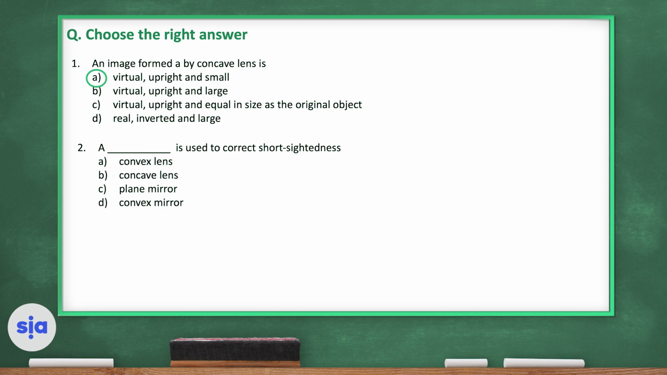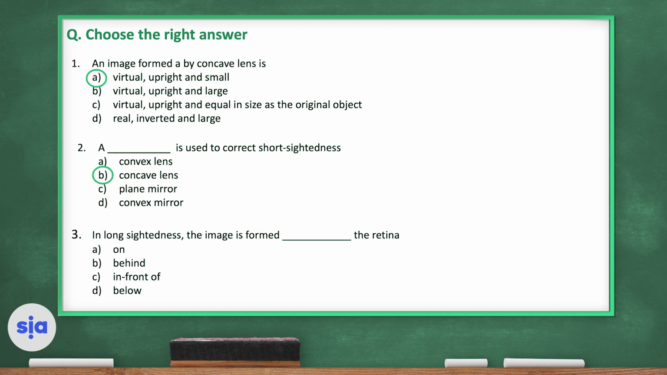Which is used to correct short-sightedness? A convex lens, a concave lens, a plane mirror, a convex mirror. The answer is a concave lens, of course, because it's a diverging lens. In long-sightedness, the image is formed on, behind, in front of, or below the retina. And of course, it is behind the retina. Now let's watch this video about lenses.